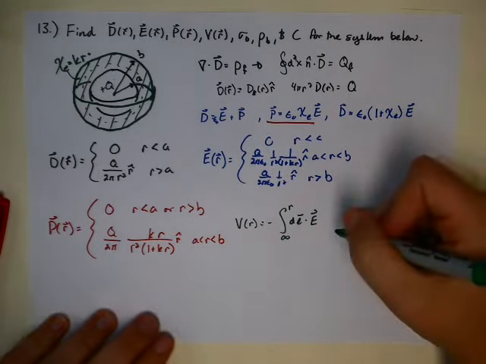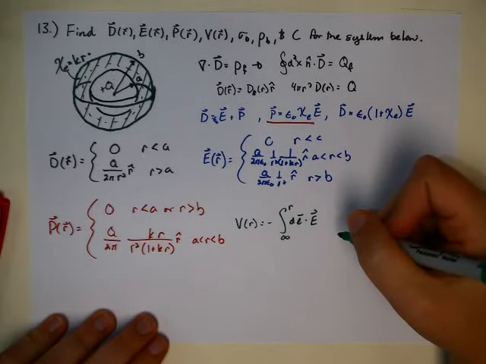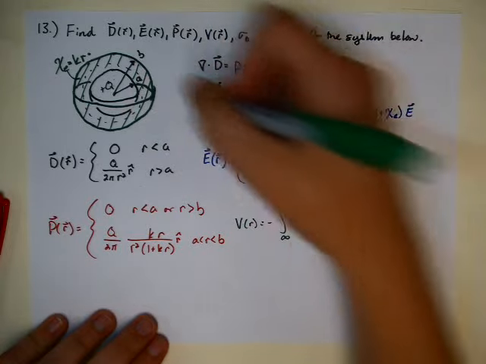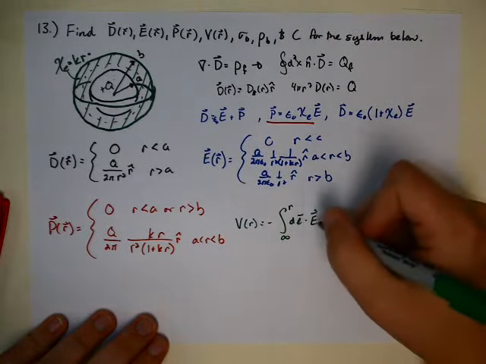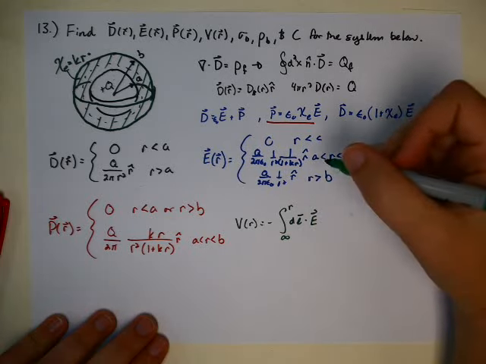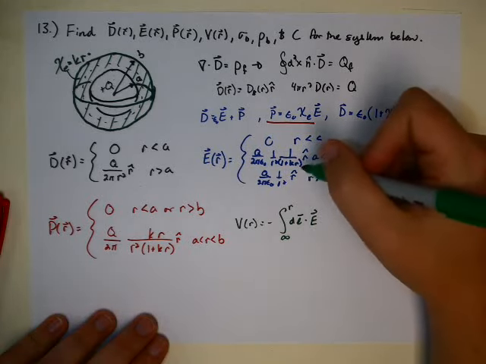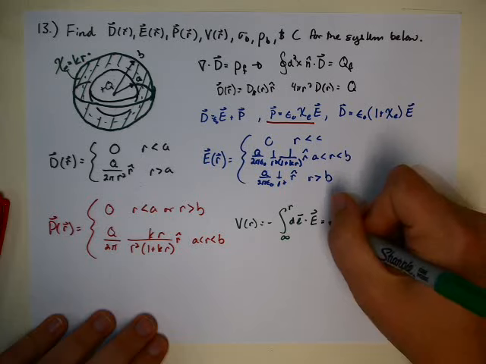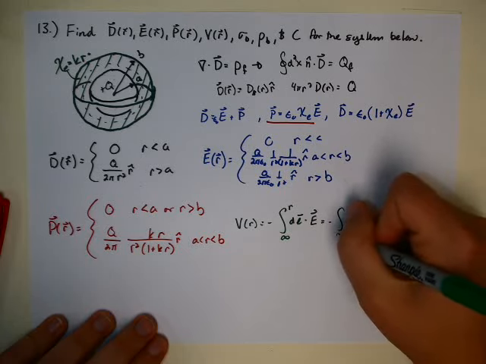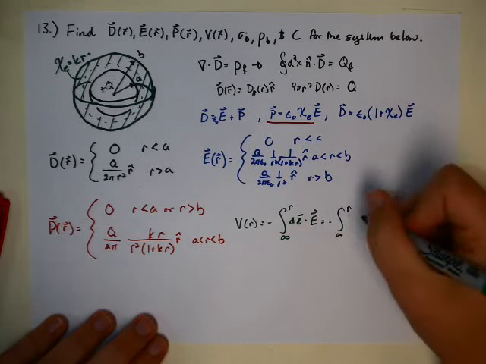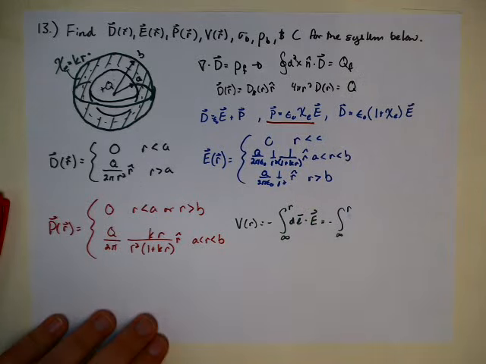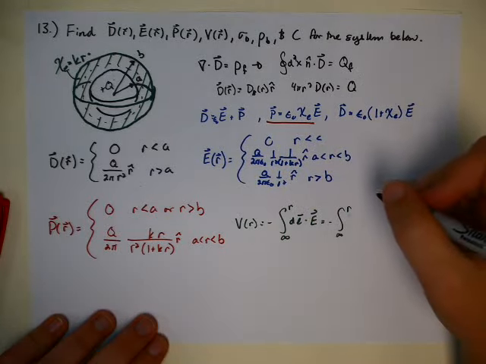Since this should be path independent, it doesn't matter the path we take. The easiest path to take is, of course, a radial path inward, and then this dl dot E will just give us explicitly what we want. And so this is going to give us minus the integral from infinity to r of this expression. Now we have to do this in 3 different steps.